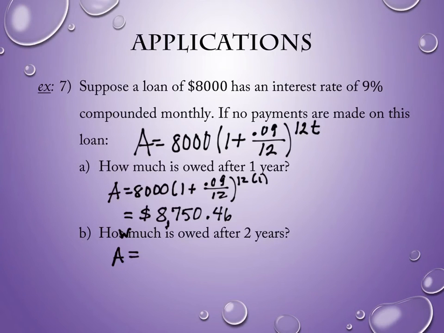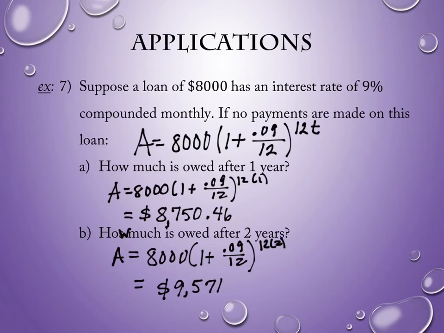Very similar. How much, I should say, is owed after 2 years? So, again, that's the 8,000 times 1 plus 0.09 over 12 raised to the 12, in this case times 2. So it's essentially an exponent of 24. And if you simplify this one, you get $9,571.31.